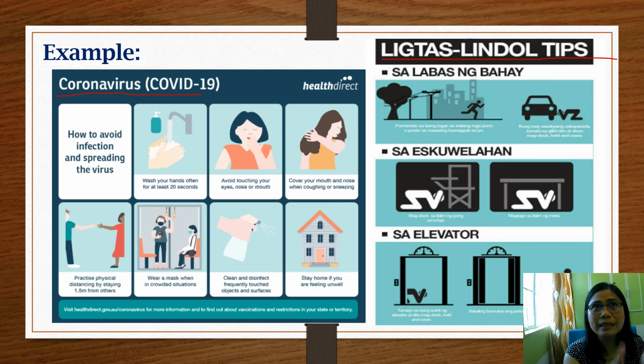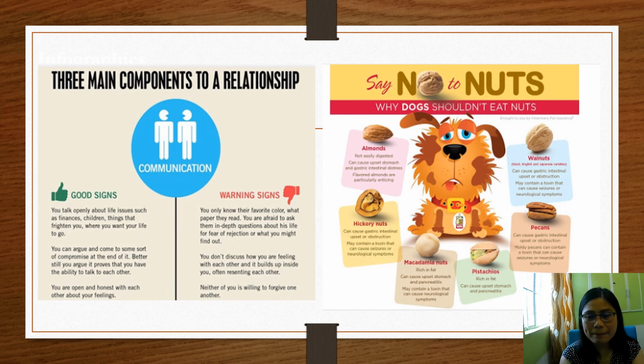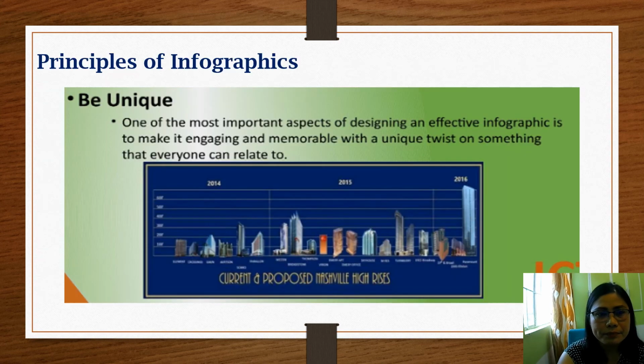At mas madali rin pag nakapaskil yan class sa school o kung saan man na lugar, mas madaling makukuha yung attention natin pag nakakakita tayo ng image kesa pag pure na text siya. So, yun plus yung ng infographics. Dahil doon, mas madali natin siyang matatandaan. Okay? Another example, ayan po class, yung 3 main components to a relationship naman yung example. So, ito naman yung say no to nuts. Mga example lang naman yan class ng infographics. So, ano ba yung mga principles na meron sa infographics?